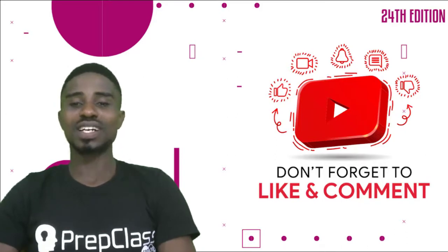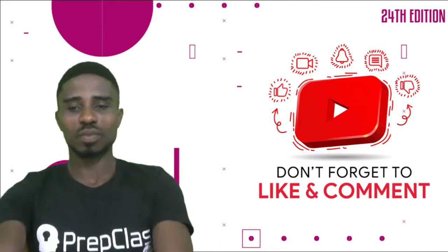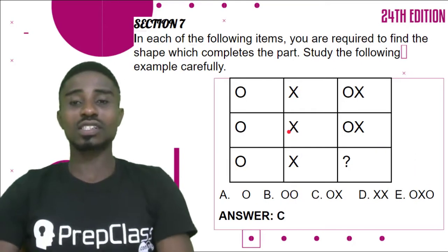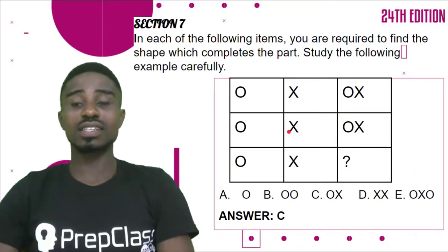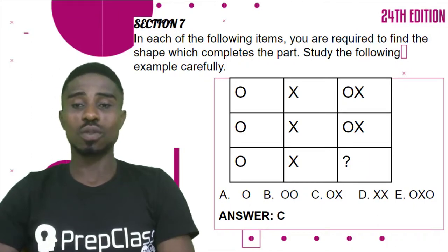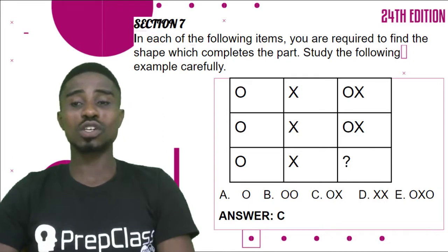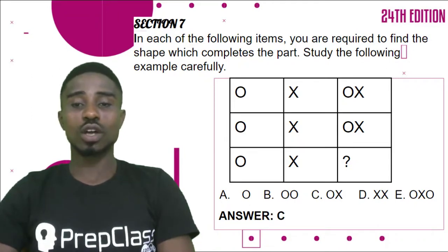Without further ado, let's zoom in. Now this is section 7, and in this section it contains question 29 to 34. And with this instruction, it will give us a guide on how to solve questions 29 to 34. So it says, in each of the following items, you are required to find the shape which completes the part. Study the following example carefully.